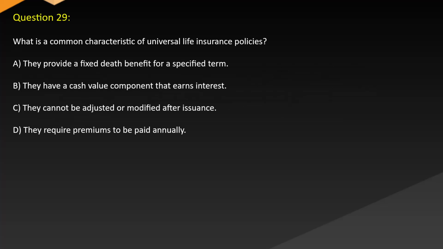D. Question 29. What is a common characteristic of universal life insurance policies? A. They provide a fixed death benefit for a specified term. B. They have a cash value component that earns interest. C. They cannot be adjusted or modified after issuance. D. They require premiums to be paid annually.